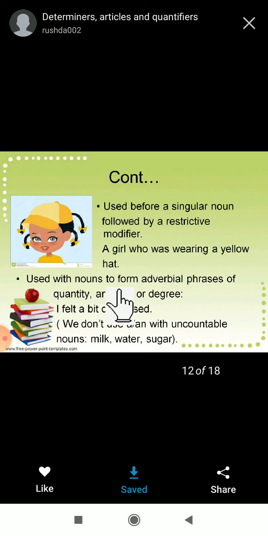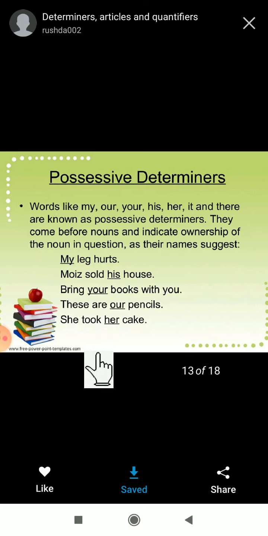It is used with nouns to form adverbial phrases of quantity, amount, or degree, like I felt a bit depressed. Even here, we don't use a or an with uncountable nouns like milk, water, sugar. These are uncountable things, so we are not using a or an.